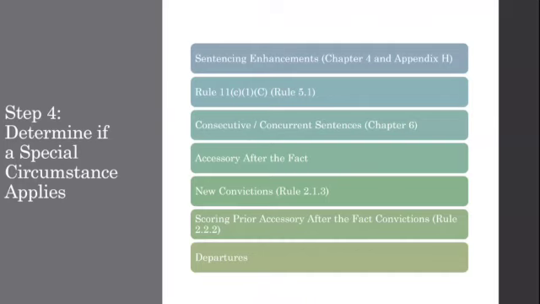Keep in mind they are always considered guideline compliant as well. Consecutive concurrent sentences are Chapter 6. Accessory after the facts. New convictions are Rule 2.1.3, but prior accessory after the fact convictions are Rule 2.2.2. Now, if a departure is given in the case, those are also discussed, whether it's mitigating or aggravating factors, throughout the manual.